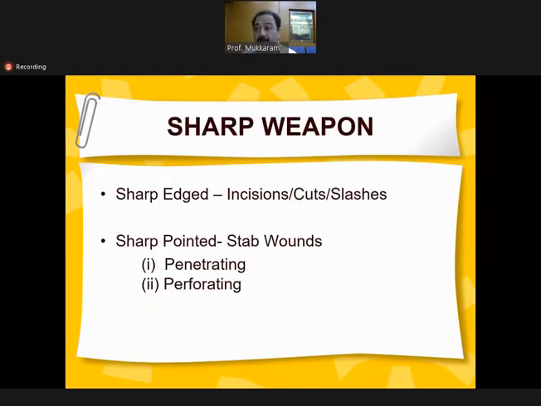Sharp cutting weapons, as the name suggests, have sharp cutting edges. There may be a single sharp edge like a knife, or maybe a dagger, which is sharp on both sides. If it makes an injury, the features will be sharp cutting edges, the breadth will be more than the size of the weapon, the margins will be averted, and you will find profuse bleeding. Then we have, I'm coming.